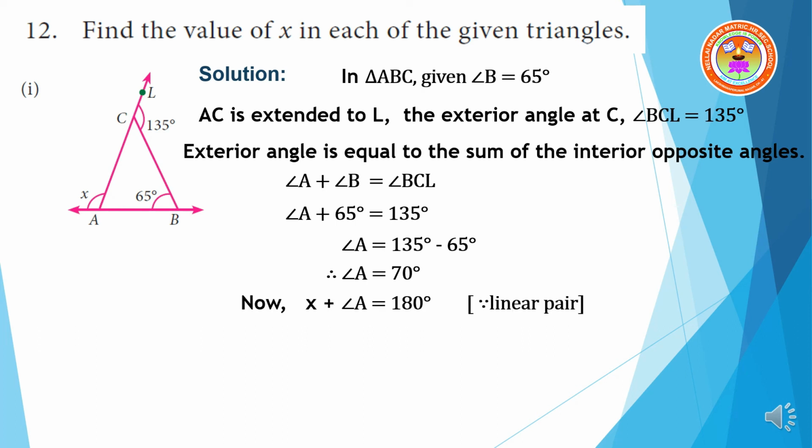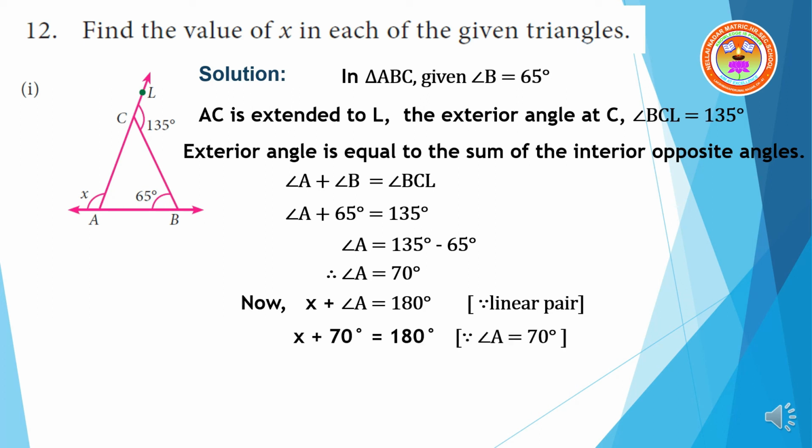Now, angle X plus angle A is equal to 180 degrees because that is a straight line and both the angles form a linear pair. Okay, so when I add angle X and angle A, that will be equal to 180 degrees. Now, to find the value of X, let me substitute the value of A.